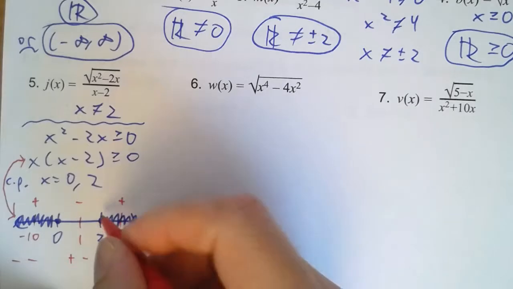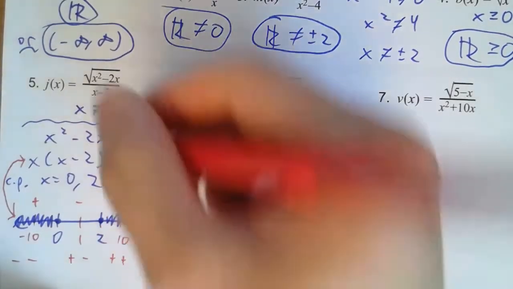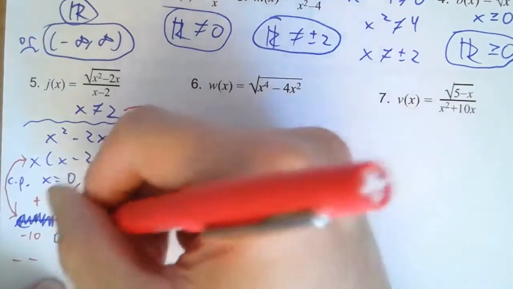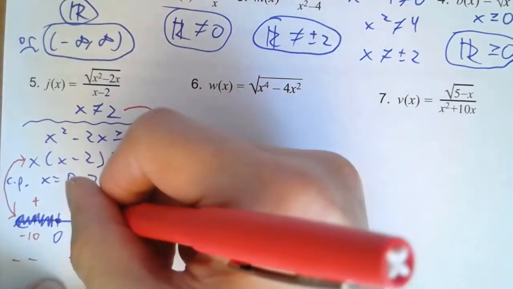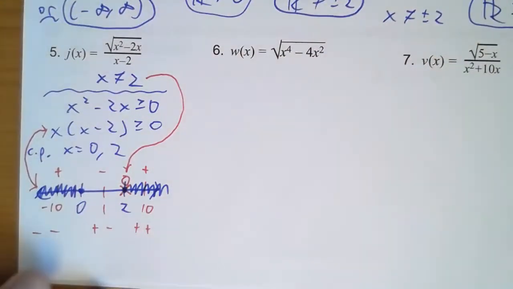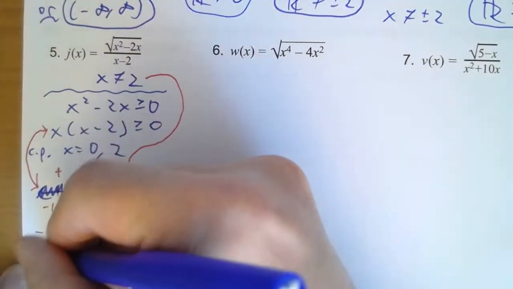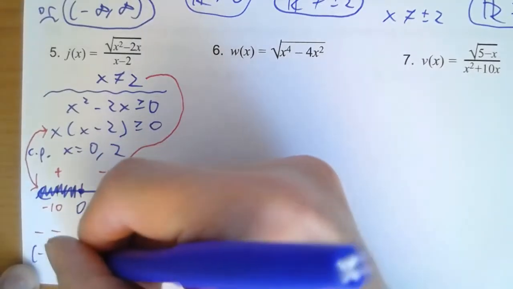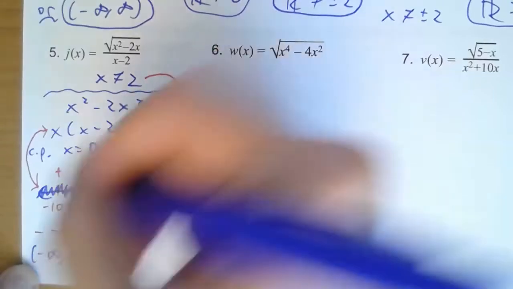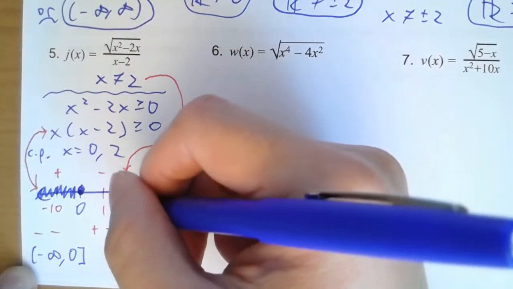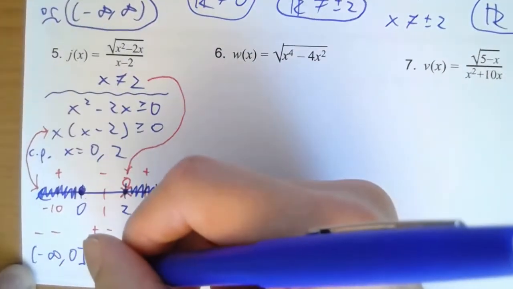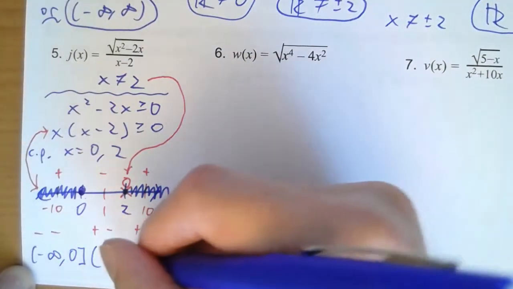Let's see how that's going to change it. Well, I had a closed circle before because this said or equal to, but now if x can't equal 2, well, now I don't have a closed circle anymore there. Now I have an open circle. And so when I write my answer, it's going to be negative infinity to 0. 0 can have a bracket. It's got a closed circle. This inequality was or equal to. But for this 2 here, instead of having that closed circle, I can't equal 2. So I'm going to change it to a parenthesis.